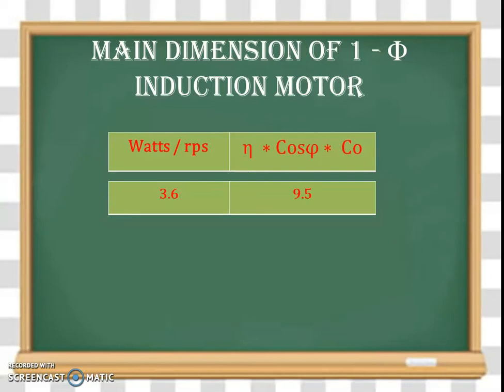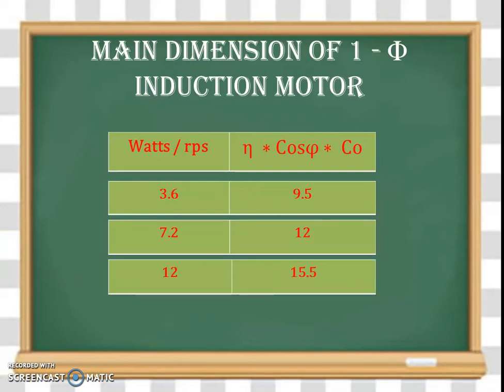For a watt per RPS of 3.6, we can take 9.5. For 7.2, we can take 12, then for 12 we can take a value of 15.5, and for 18 we have a value of 18. This way we can consider the values of the product eta, cos phi and CO from these standard values of the table.